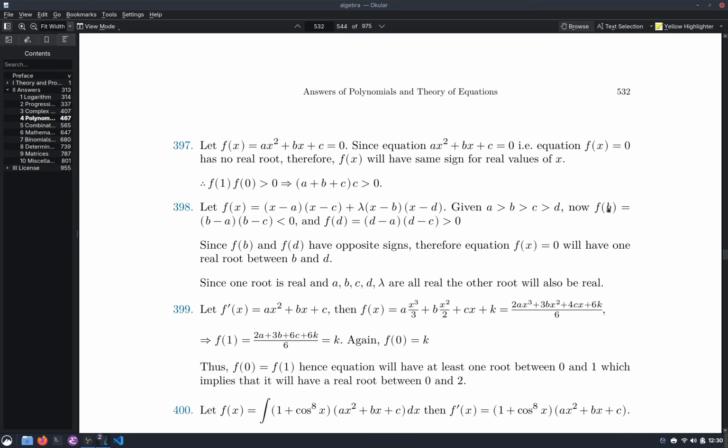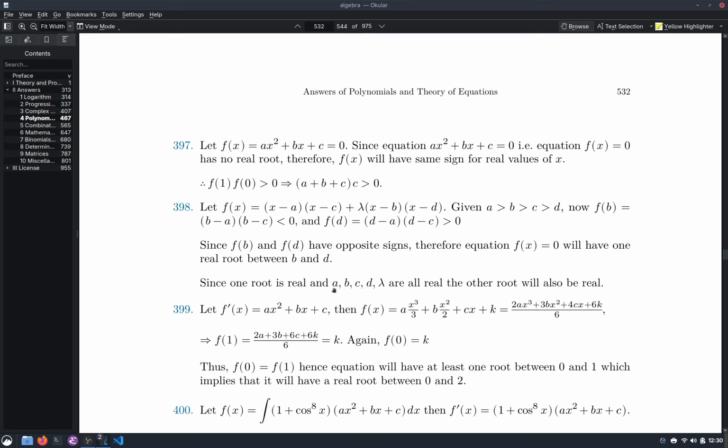Now f of B would be B minus A into B minus C, less than 0. So B minus A and B minus C will have opposite signs. Whether you take greater than or less than, it will be of opposite signs. It will be less than 0. And similarly, f of D would be greater than 0. Both can be positive or both can be negative depending on this sign being greater than or equal to. So f of B and f of D have opposite signs. Therefore, equation f of x will have one real root between B and D.